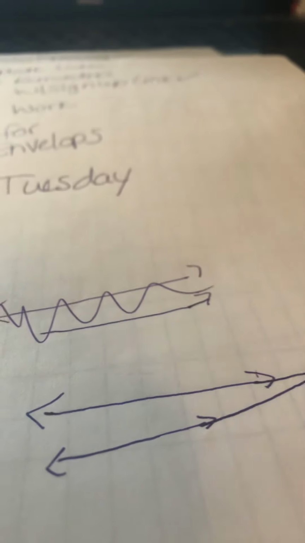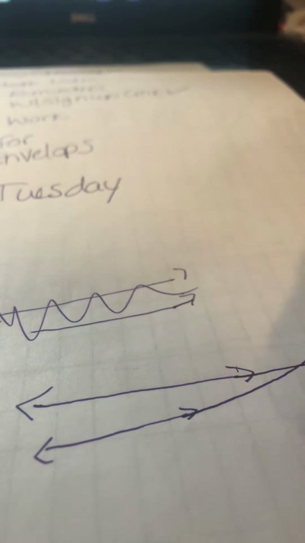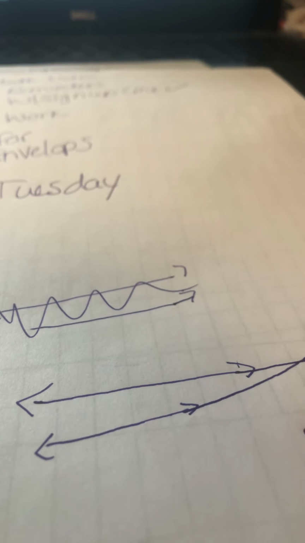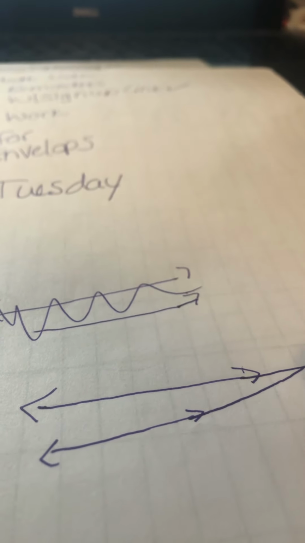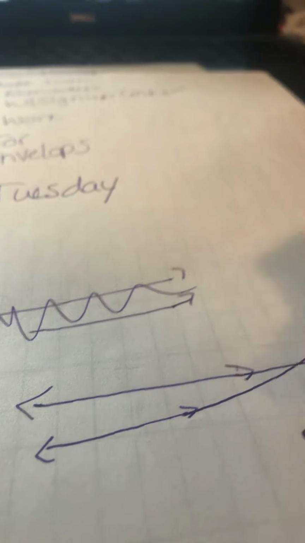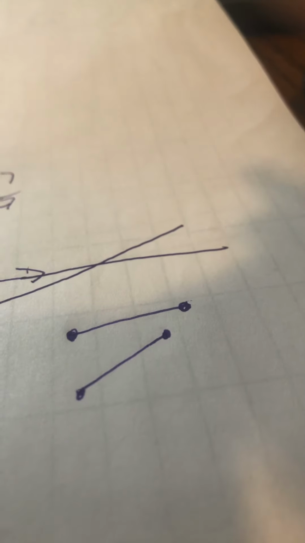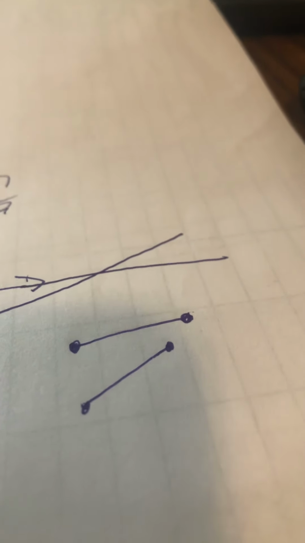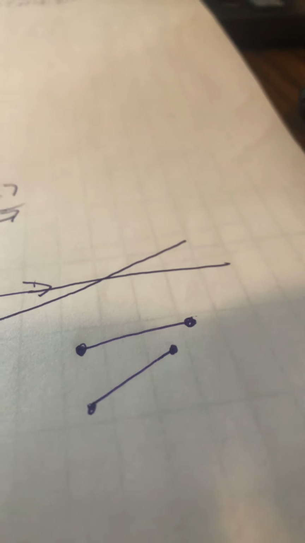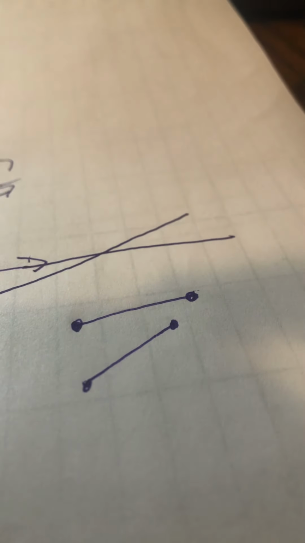Now, if they are line segments like that, what would those be? Those would still be intersecting, even though they're line segments. Because they're not parallel and they're not perpendicular. So if you were to extend those line segments, they would still intersect.